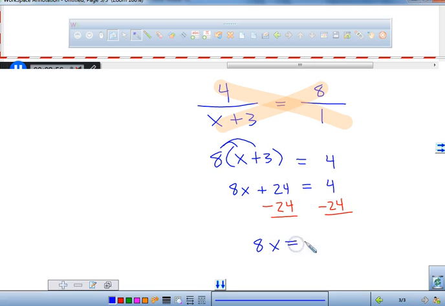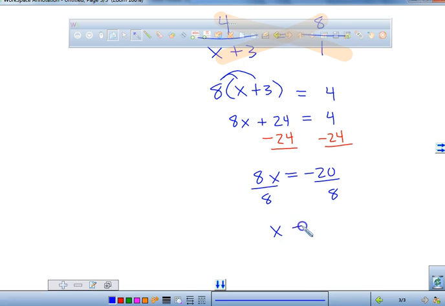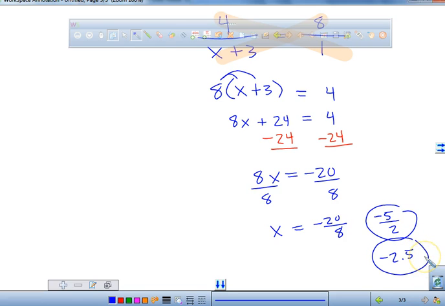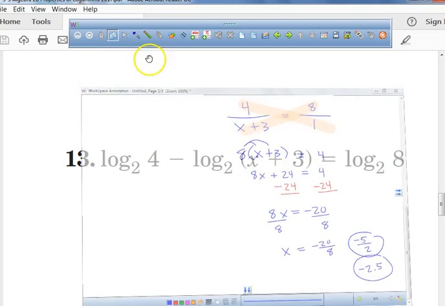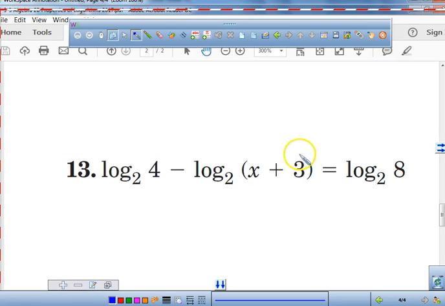8x equals negative 20. And when you divide both sides by 8, x equals negative 20 over 8, which reduces to negative 5 over 2. But most students put negative 2.5. So either one of these is okay. I speak both fraction and decimal. All right. And that number would actually work if you took it and plugged it in. A negative 2.5 would work if you were to plug it in right there.